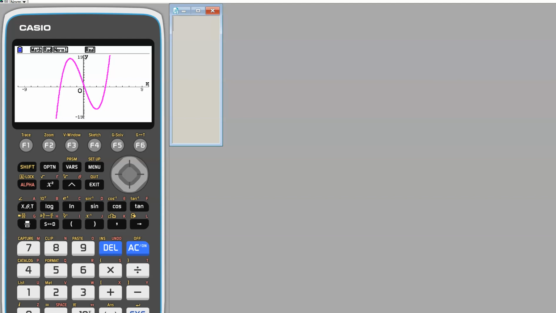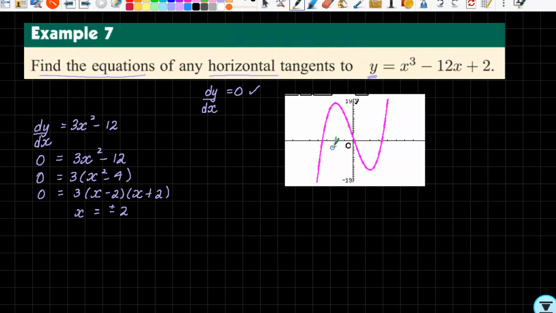I'll just cut and paste that. So we can see this one here, this is when x is minus 2. Imagine that actually touches. That's the horizontal tangent we're after here. And of course, this is our other horizontal tangent we're after here, and that's going to be when x is 2. So remember, to find the equation of any horizontal line, it's basically y equals whatever the y value is that this passes through.